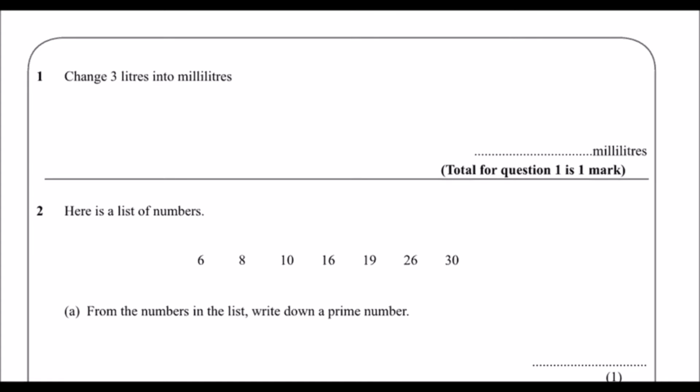Question 1. Change 3 litres into milliliters. So we need to know that each 1 litre is 1,000 milliliters. So if 1 litre is 1,000 milliliters, 3 litres must be 3,000 milliliters.